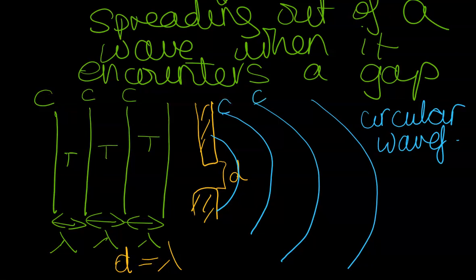Now again, the circular solid lines represent crests and the spaces in between represent troughs. So between alternate lines, you have the same wavelength being observed. Now nothing changes in diffraction except the shape of the wavefront, and that is indicative of the spreading out of the wave.